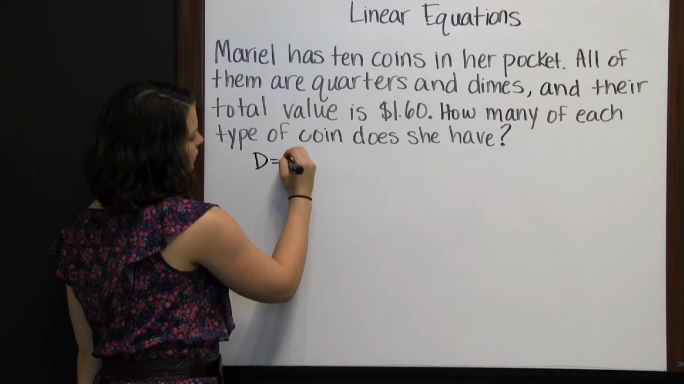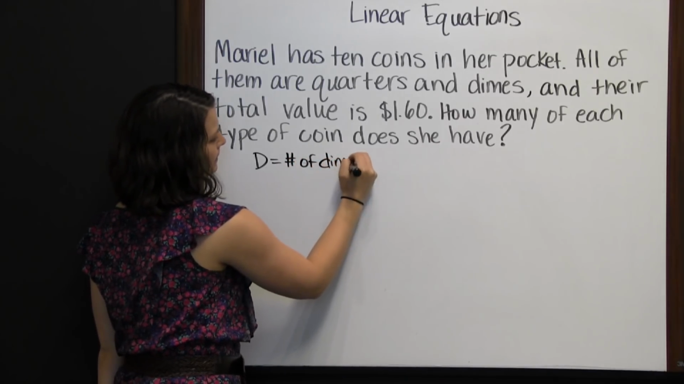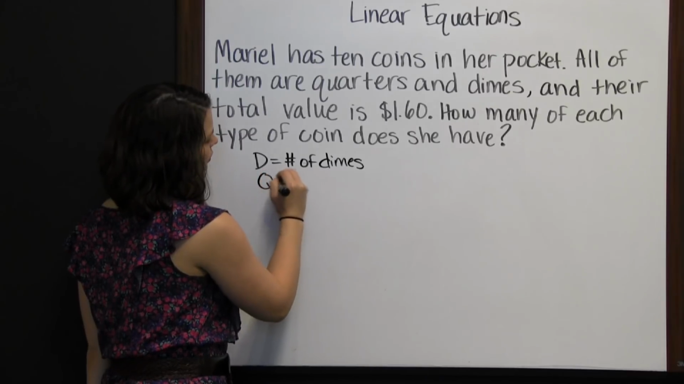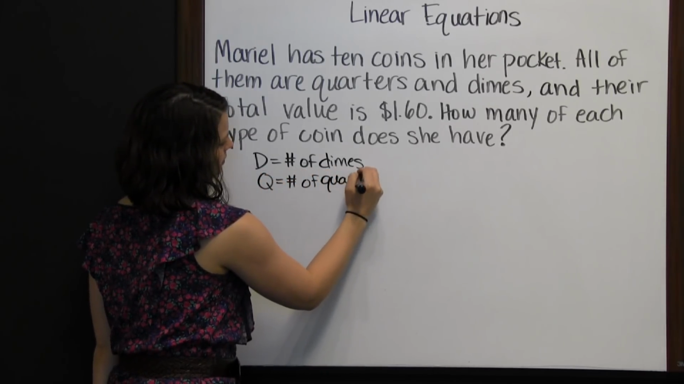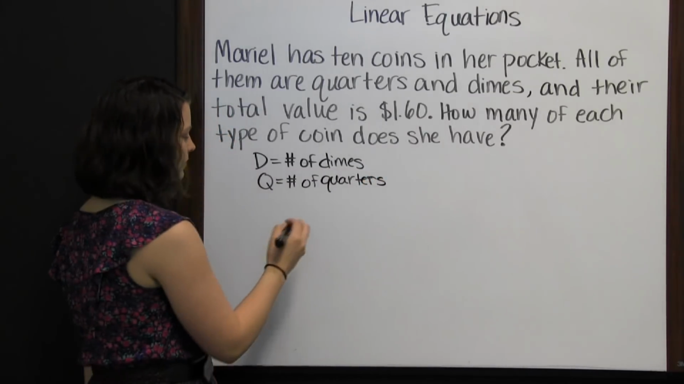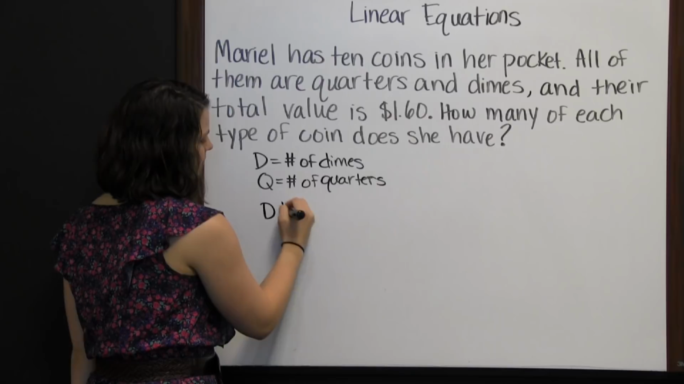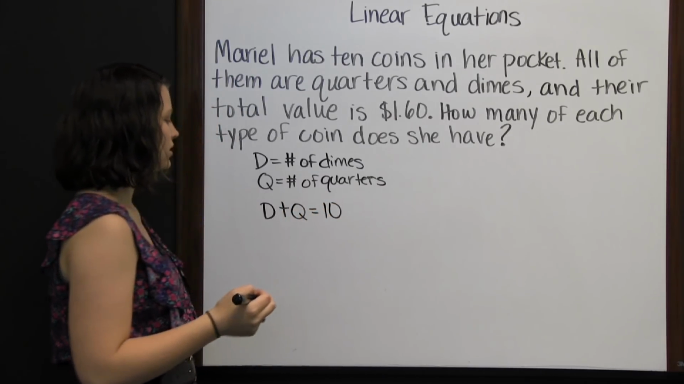So if we use D for the number of dimes, and Q for the number of quarters, then one of our equations could be her number of dimes plus her number of quarters is 10 total coins.